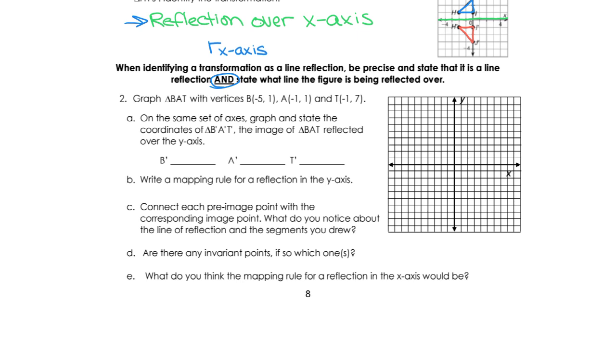All right, number 2 talks about graphing BAT, okay? And BAT has vertices at -5, 1, 2, 3, 4, 5, +1. Put a dot, call it B. A is at -1, +1. Put a dot, call it A. Okay? And then T is at -1, +7. 1, 2, 3, 4, 5, 6, 7.